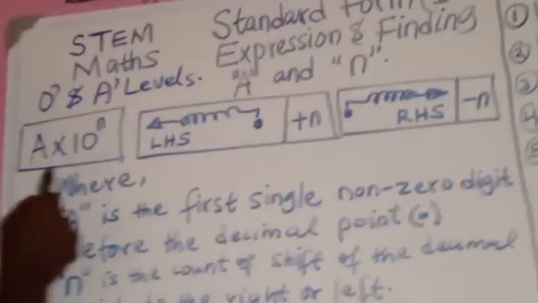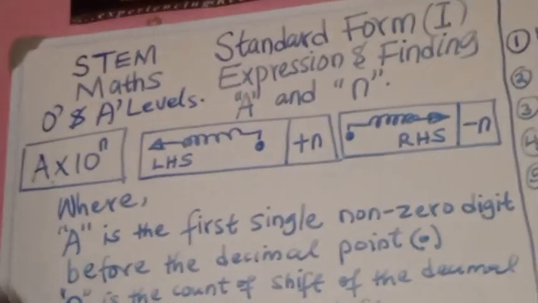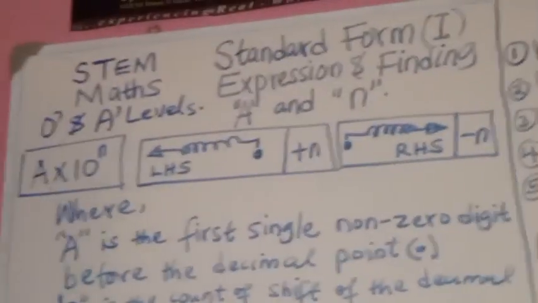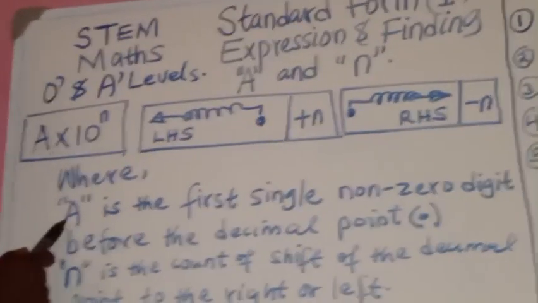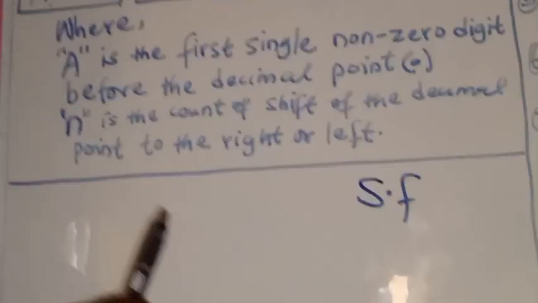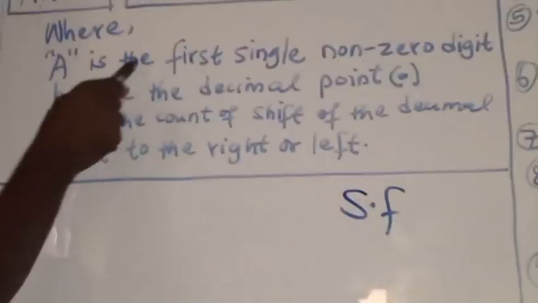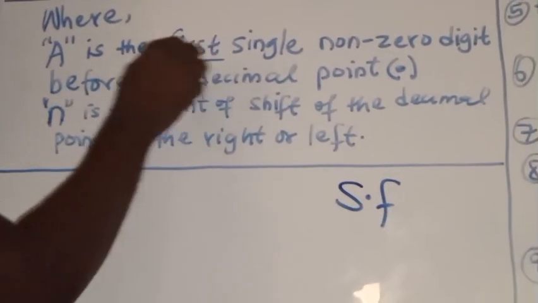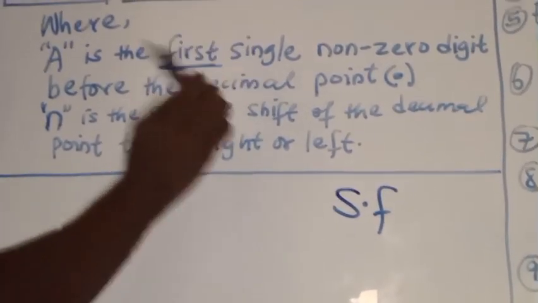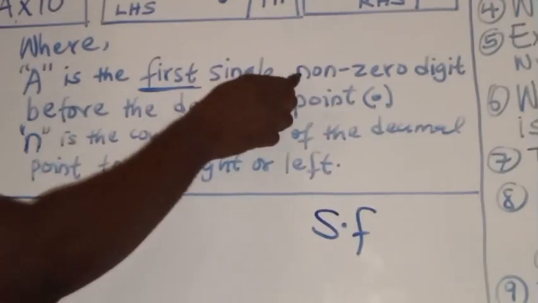For this topic, standard form, you must know this expression here. Now, what does A stand for? A is the first single non-zero digit before the decimal point. I take that again. A is the first single digit, that means one digit, non-zero, which must not be zero, before the decimal point.